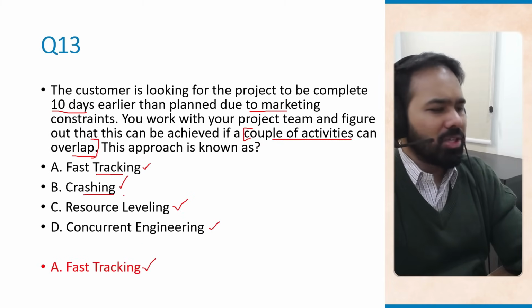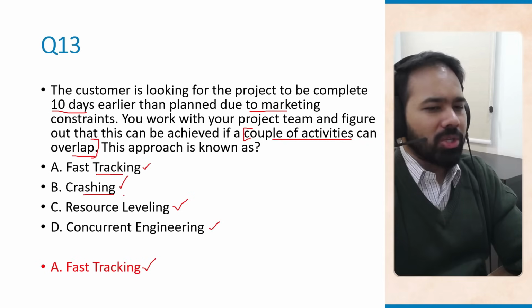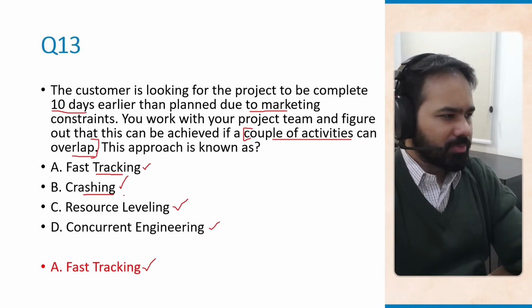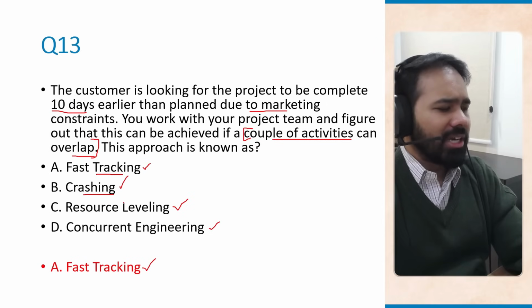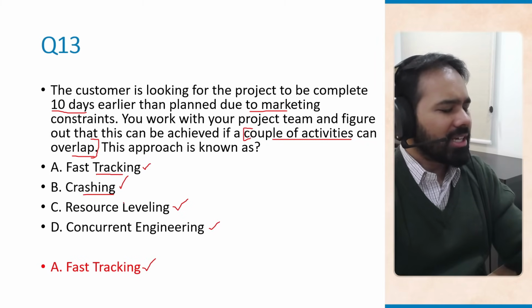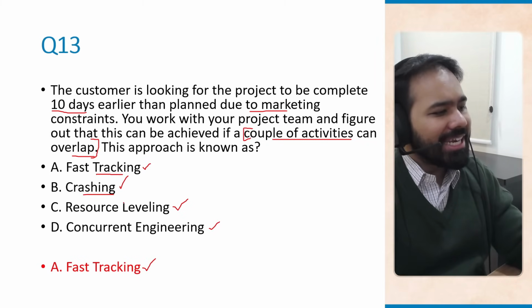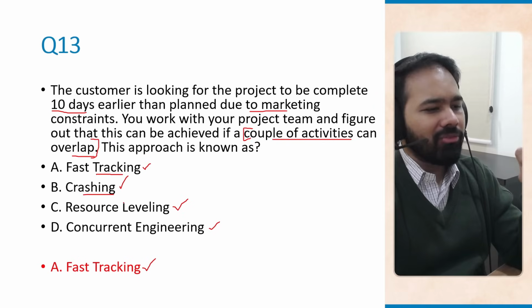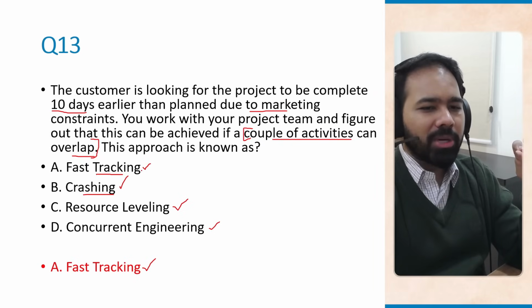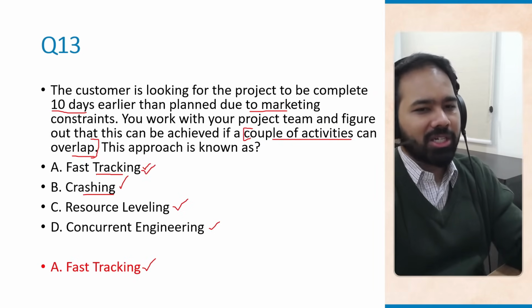Crashing means you add extra resources, or you add costs to shorten the duration of the project. Resource leveling is adjusting your schedule to resolve resource conflicts. This can actually extend duration. And concurrent engineering is overlapping design and development phases. It is similar to fast tracking, but it has more to do with product development environment, right? So the correct answer here, the most appropriate answer here, is fast tracking.